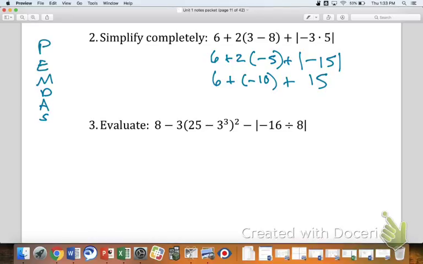So I'll just go ahead and add these up. What is 6 plus negative 10? Negative 4. And negative 4 plus 15 is? 11.